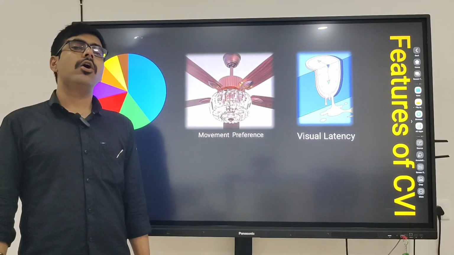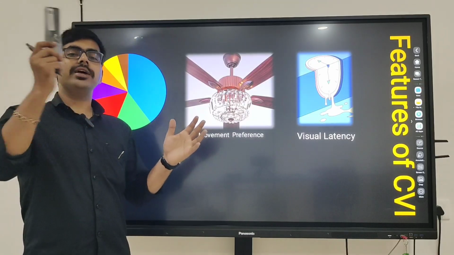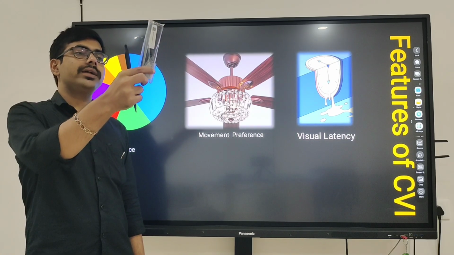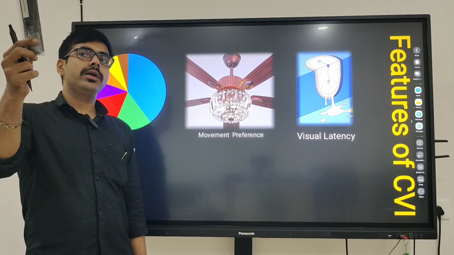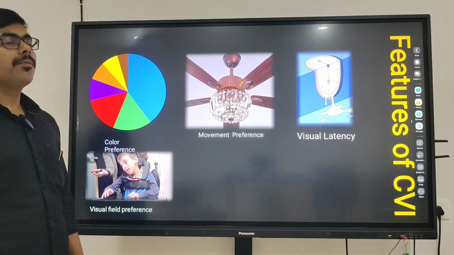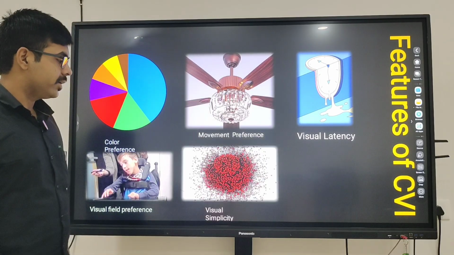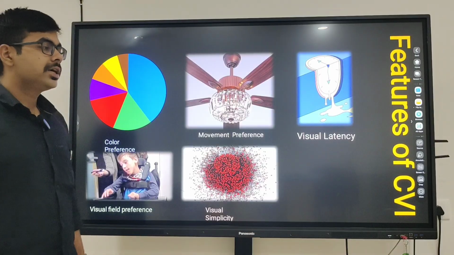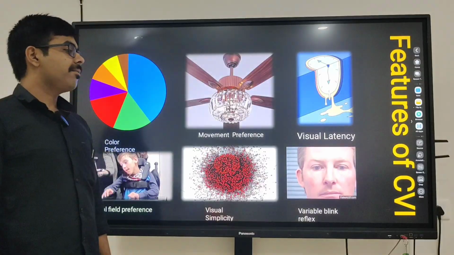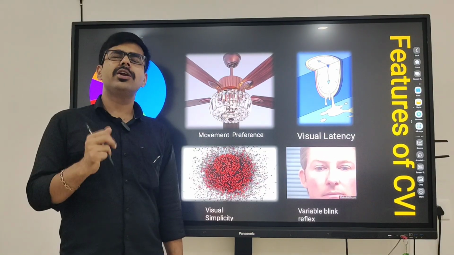Next is visual latency. What is visual latency? Whenever you are moving a target from here to there, we are supposed to look from here to there constantly, but what does the child with cerebral visual impairment do? They will look at the target very slowly. They will take time to react to the object. Next is visual field preference. Visual field preference means one side of the visual field they will prefer more compared to the other side. Visual simplicity. Visual simplicity means if the target is too complex, the child will try to avoid it. Variable blink reflex. Variable blink reflex means that whenever any threatening object is coming in front of your eyes, you will close your eyes suddenly.